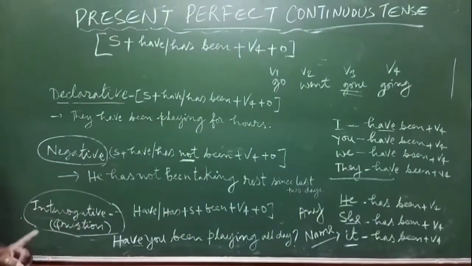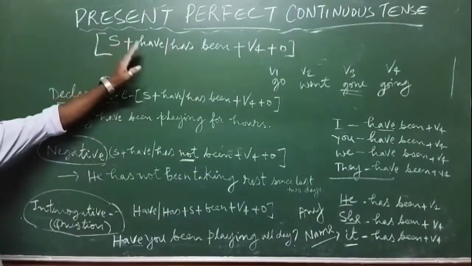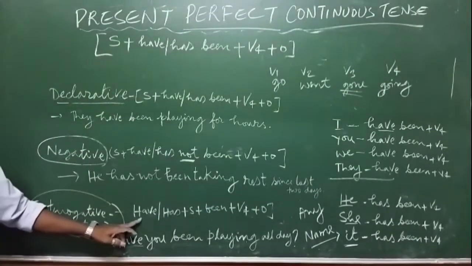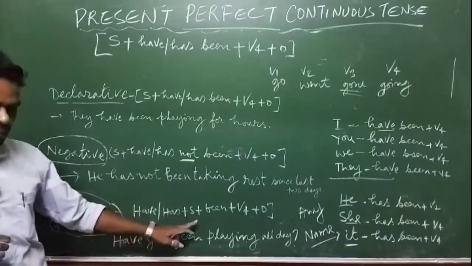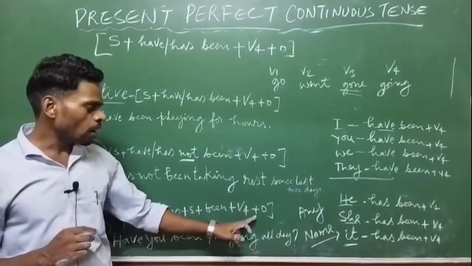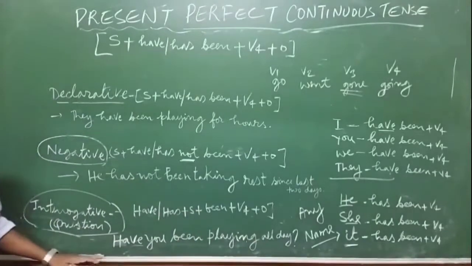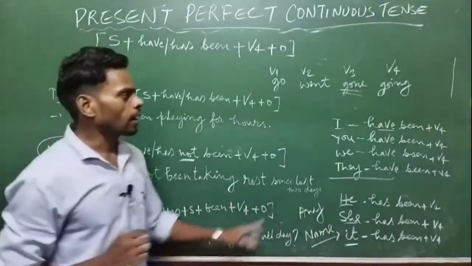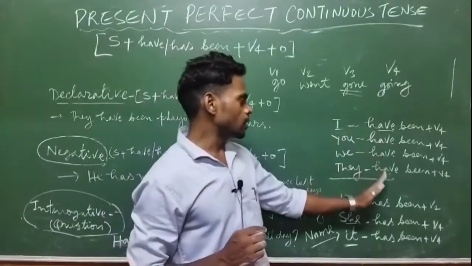If an interrogative sentence is there in present perfect continuous tense, then the indication is that have or has comes first, then the subject will be there, then been plus V4 and then object. One example is here: have you been playing all day? And you have to remember this thing.